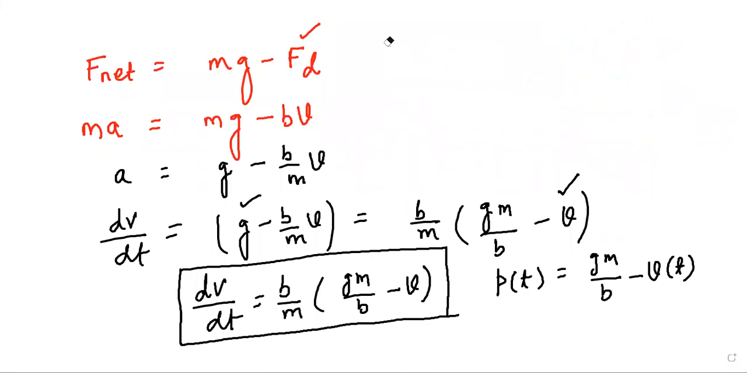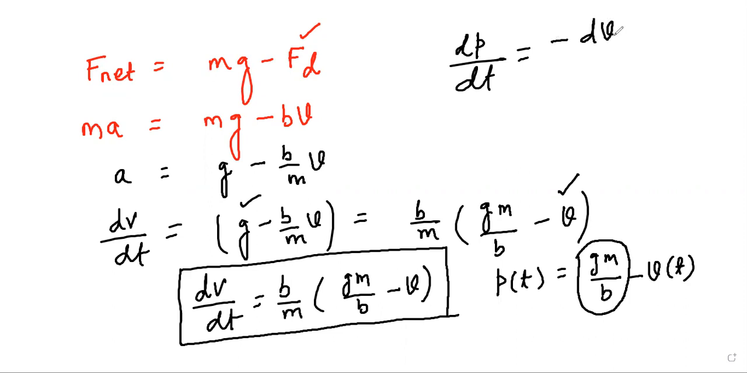Okay, so if I take dp by dt, then g, m by b is constant: g is constant, m is constant, b is the damping constant. So we will get dv by dt, right? Okay, this way. Now let us substitute in the original equation, the boxed equation.